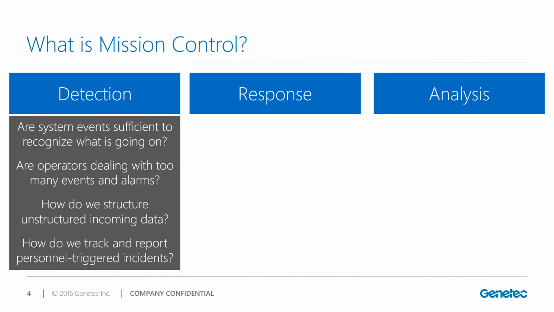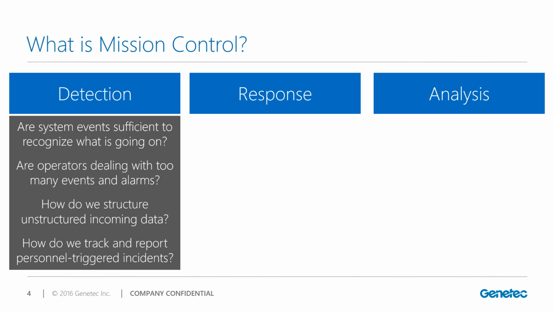When considering the detection of security incidents, are the system events sufficient to recognize what is going on? So, can an operator look at the events coming in and know what's really happening at the scene of the incident? Are the operators dealing with too many events and alarms? This could lead to sensory overload, and a vital event or alarm may slip past unnoticed if there's too much to analyze in the interface.